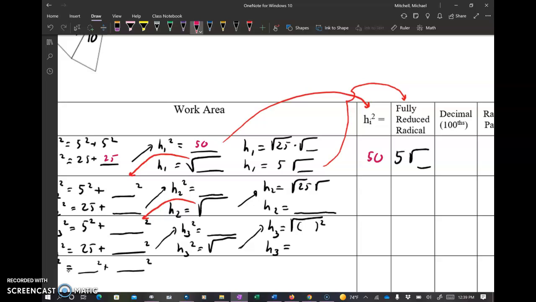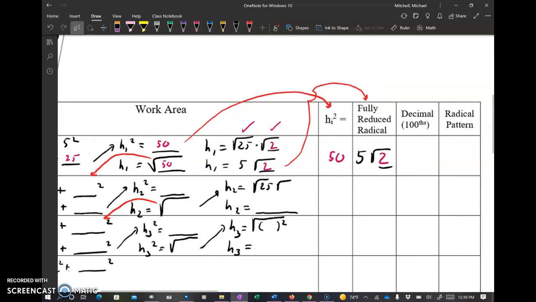Now we need to reduce that. We're going to square root each side. That gives us the square root of 50, so we just did a little square root to each side. Now 50 I can break up. Now remember, you want to have a perfect square part and a non-perfect square part. Well, 50 is just 25 times 2. The square root of 25 is 5, so this ends up being 5 root 2. That goes in for my fully reduced radical. Okay. Radical pattern we'll come back to.